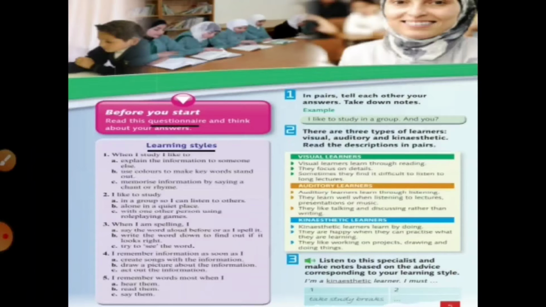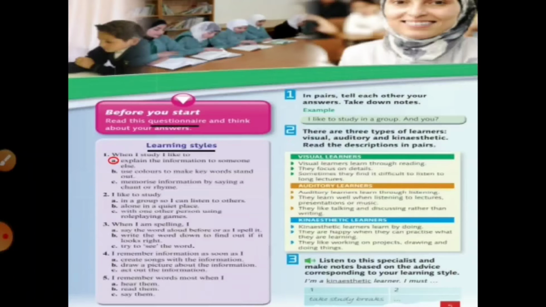1. When I study, I like to A. Explain the information to someone else. تحبي تشرح مثلا المعلومات لشخص تاني. Use colors or memorize the information by saying, okay, what do you like? For me, I'm going to choose A. For you, you can say that you like to explain or you like to use colors. يعني choose your own answer. اختار إجابتكم.